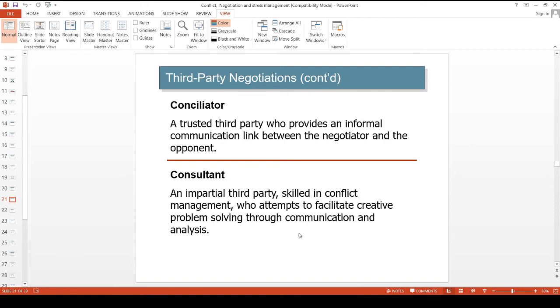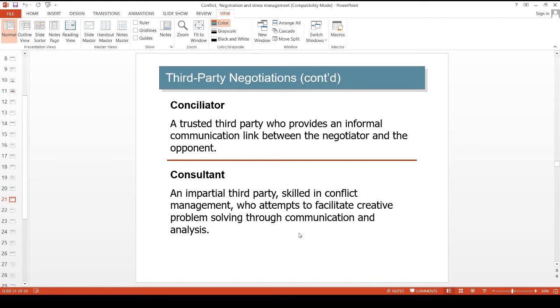Similarly, another approach is termed as conciliator, a trusted third party who provides an informal communication link between the negotiator and the opponent. Again, this is similar to the mediator, a third party who is mutually agreed upon or trusted by both the parties. And this is again a more informal process. It involves informal communication between the different conflicting parties, and the conciliator will finally reach a particular solution which is agreed upon by both the parties.